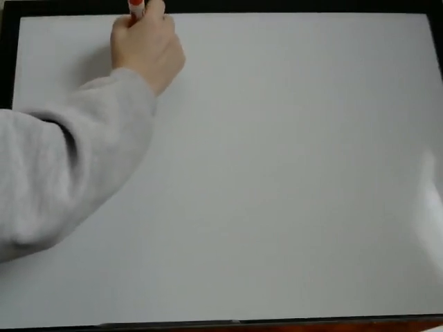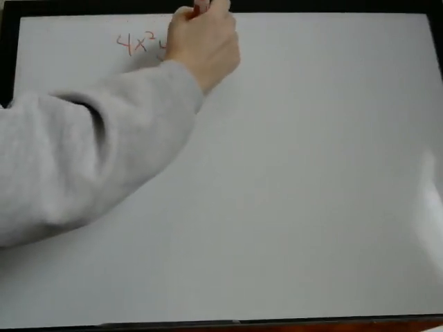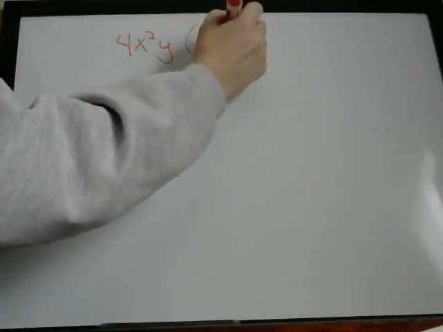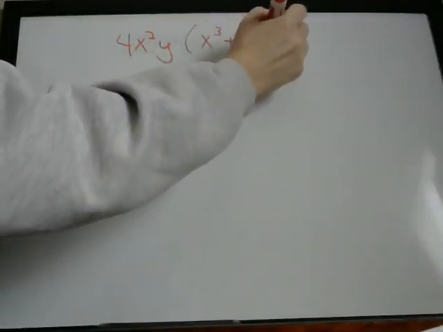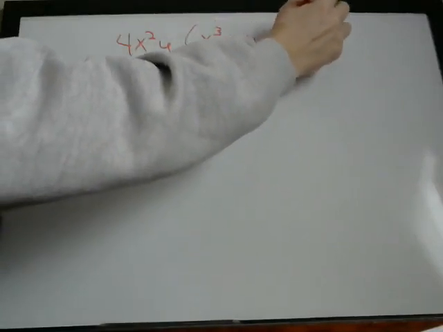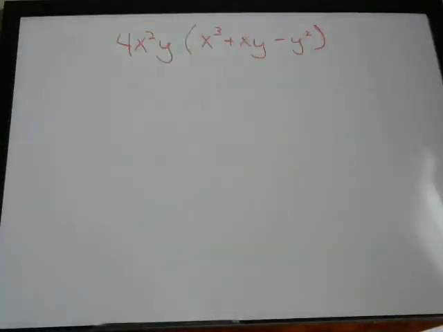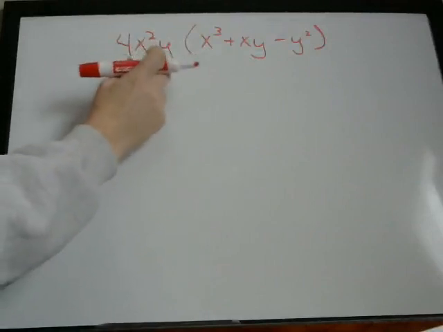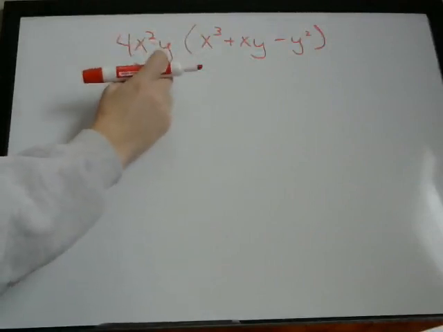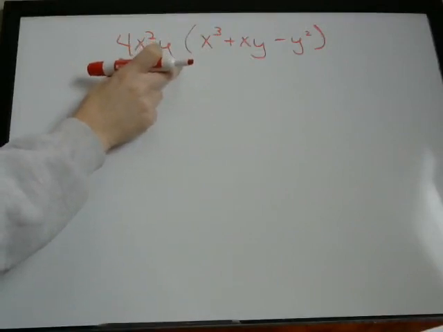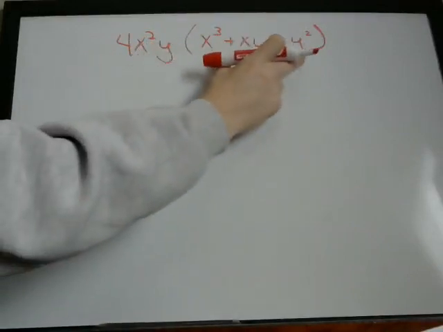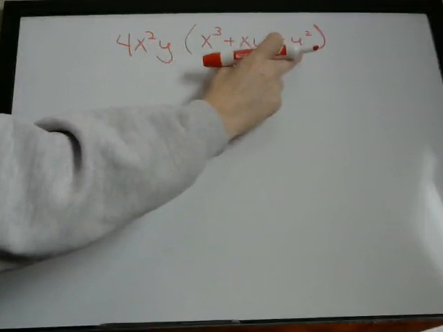Here we're going to talk about multiplying polynomials or binomials. And so one type of question you'll see be something like 4x squared y times x cubed plus xy minus y squared. And remember, when you have something like this, 4x squared y, this is multiplication, 4 times x squared times y, and you're multiplying 4x squared y times this whole polynomial, which is inside the parentheses.